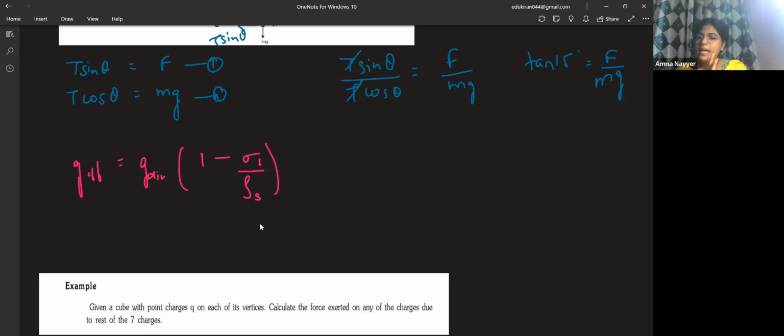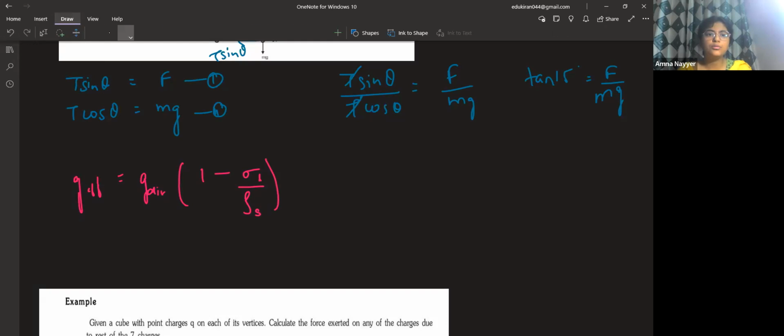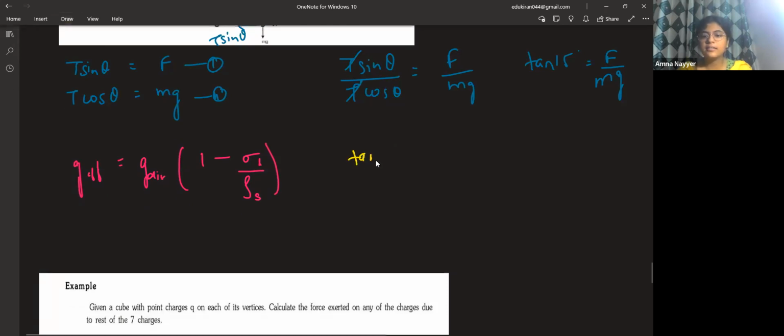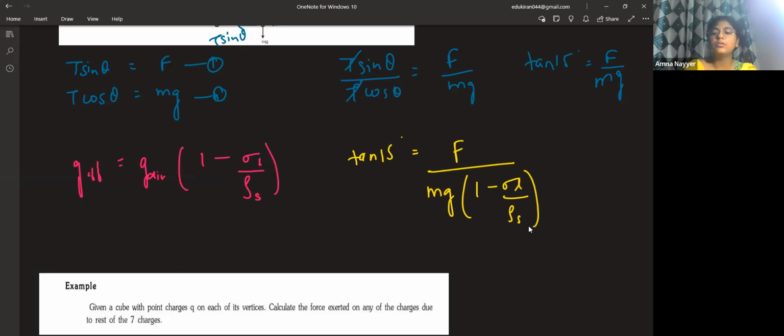Now your entire formula will be the same, with the value that your effective gravity will be this. This is your effective gravity. So now you just have to put in the values of the force. Tan 15 degree will be equal to F, that is the force, kq square by a square, whatever is the separation between them, divided by mg times 1 minus sigma liquid by density of the solid. This is how you have to take it.